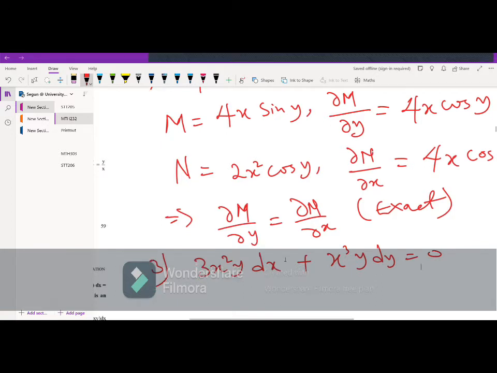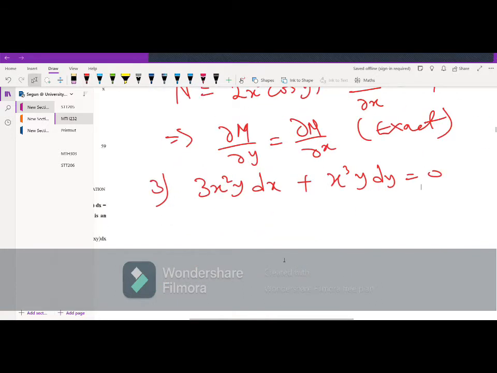So let's differentiate this. Everybody, let's try it. Do it on your own now. Yes, sir. It is exact, right? Yes. Okay, let's wait for the others.